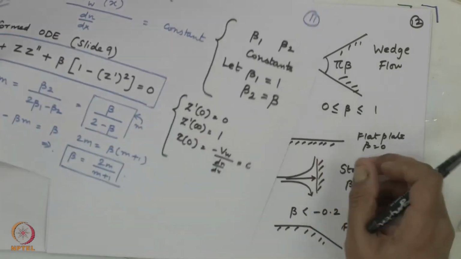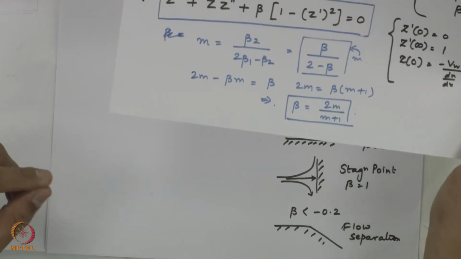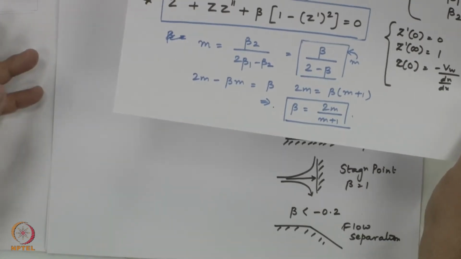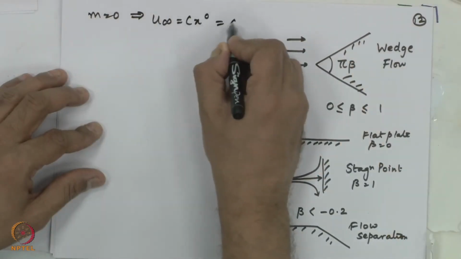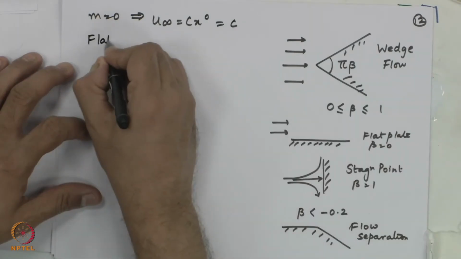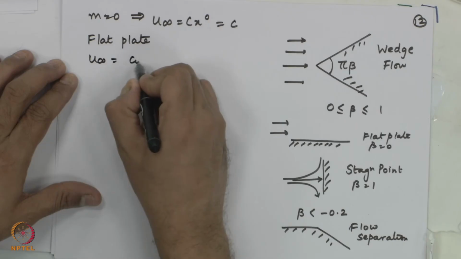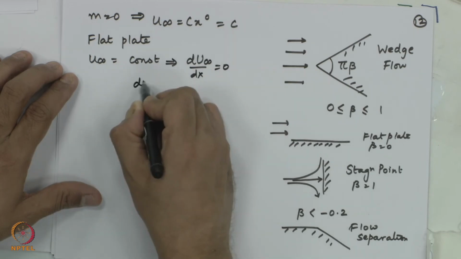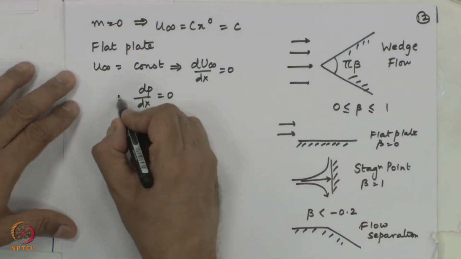The flat plate that you will study or teach in an undergrad curriculum is where you have dp by dx equal to 0, beta equal to 0 or m equal to 0. That is one very special case. So, m equal to 0 implies u infinity is Cx to the power 0, which is constant. This represents the flat plate. U is equal to constant. This means du infinity by dx equal to 0, dp by dx equal to 0. These are all consequences of flow over a flat plate, right.